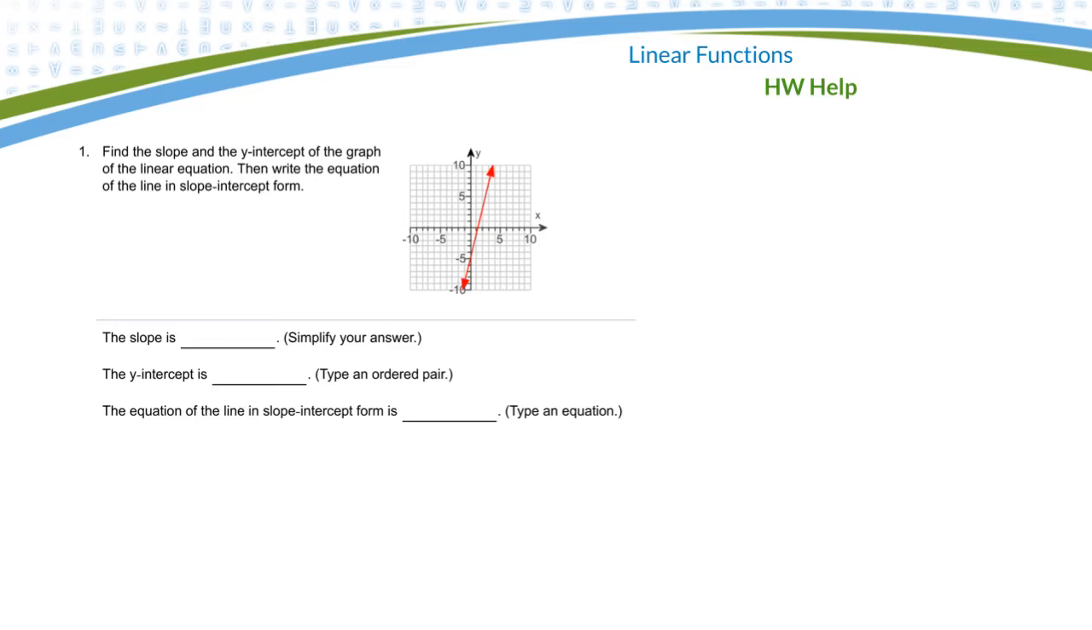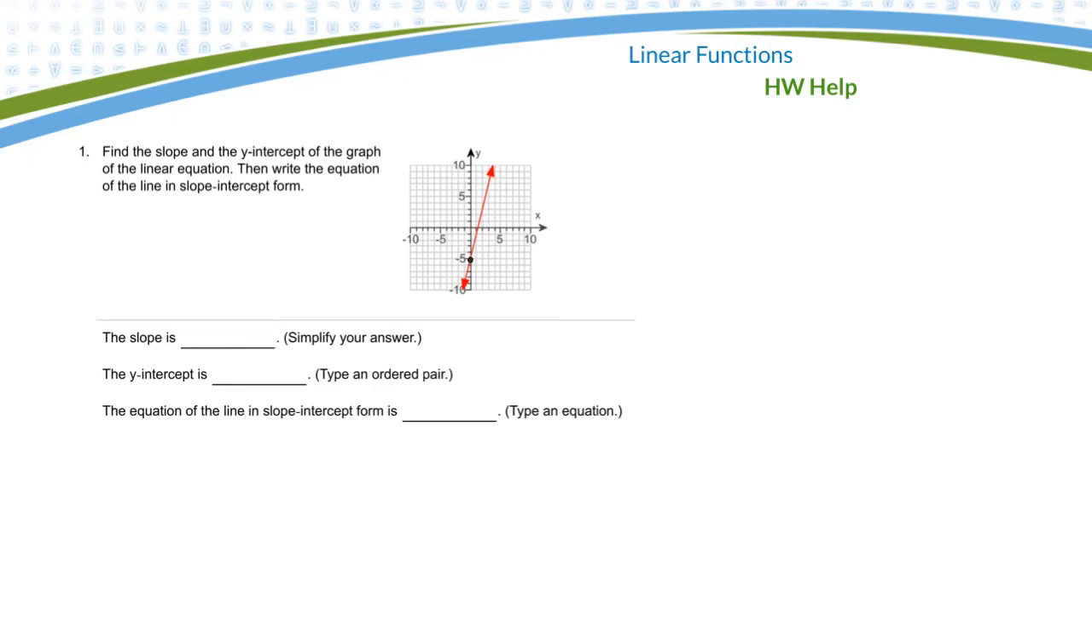All right, I'm going to go through some of the homework questions, or ones similar to the ones that you'll have for section 30.4 on linear functions. First one says, from this graph, determine the slope and the y-intercept. So I always start with the y-intercept, and when I look at the graph to see where it crosses the y-axis, it looks to me like it's going right there at negative 5.